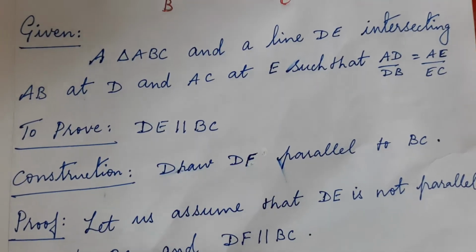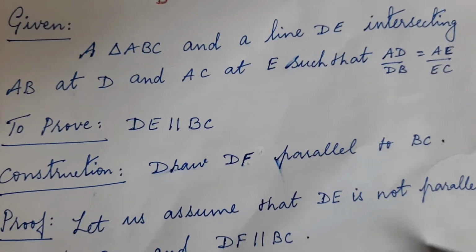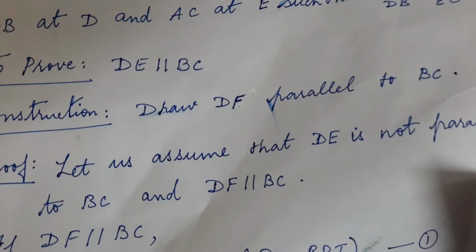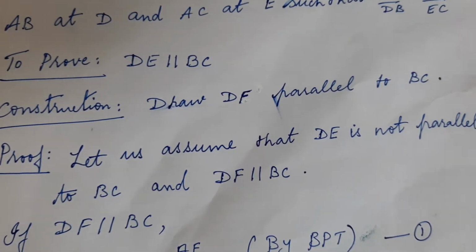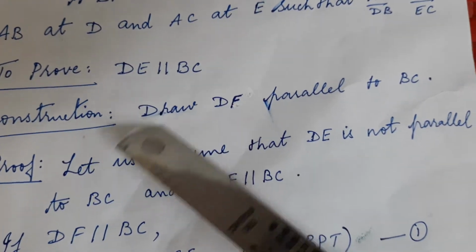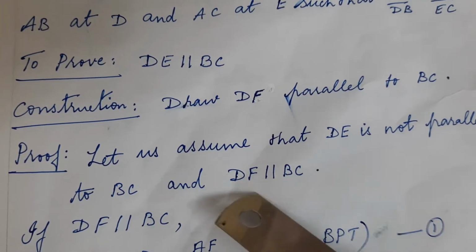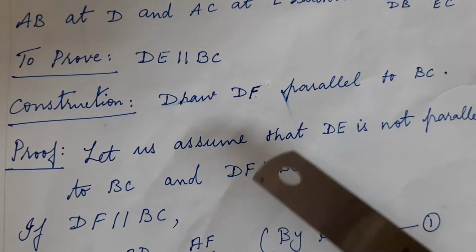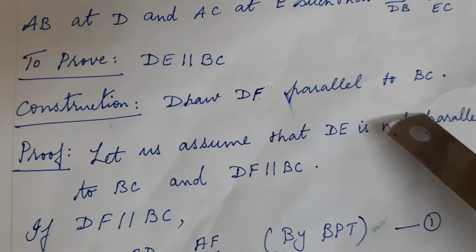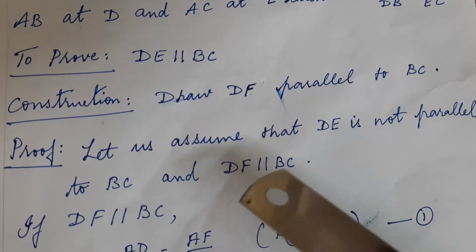Now let us go to the proof. Let us assume that DE is not parallel to BC. That means the first line we drew is not parallel to BC, and the second line, that is DF, is parallel to BC. So we are assuming the first line is not parallel and the second line we constructed is parallel.